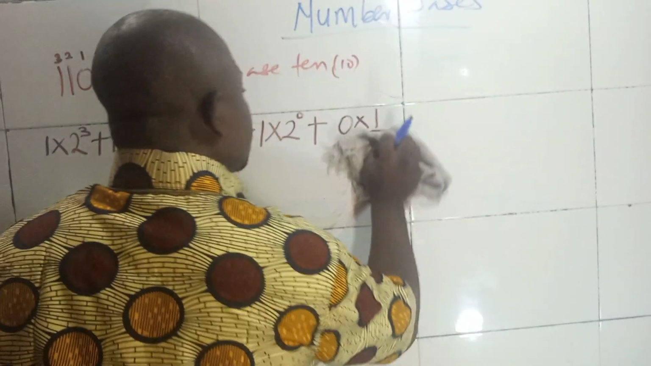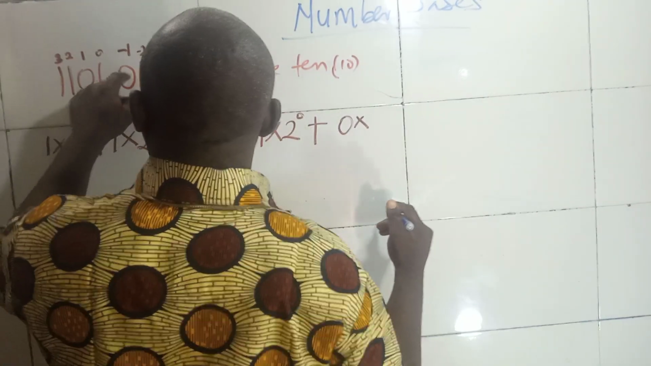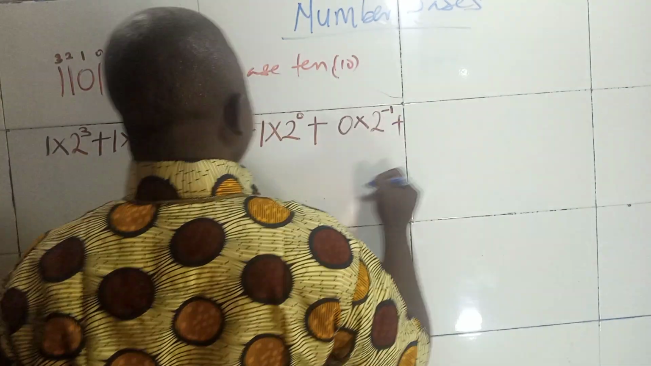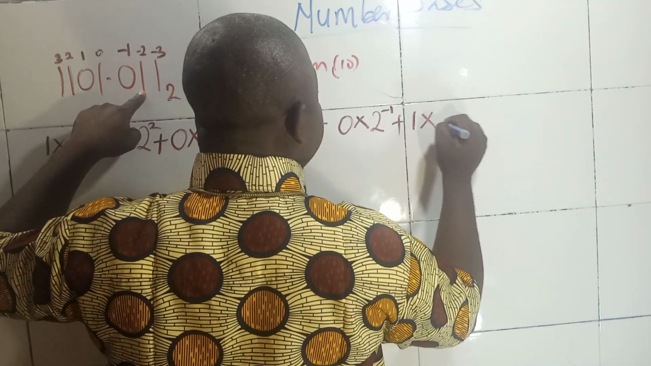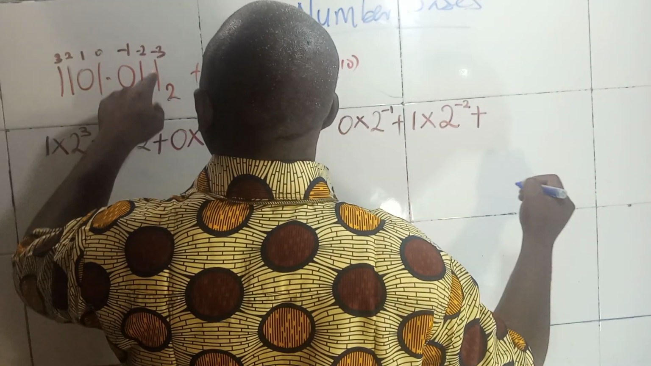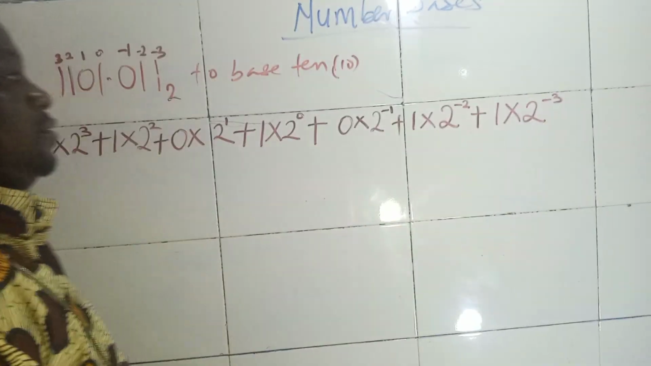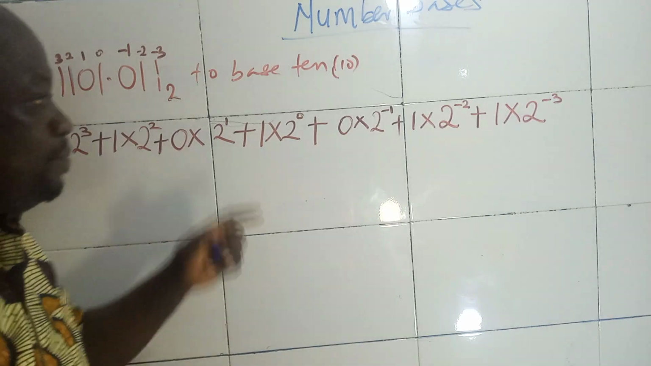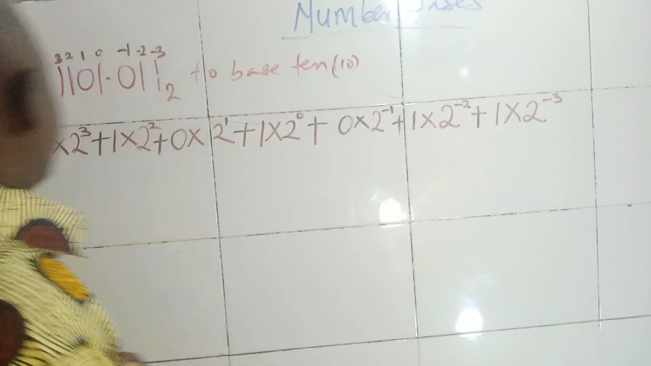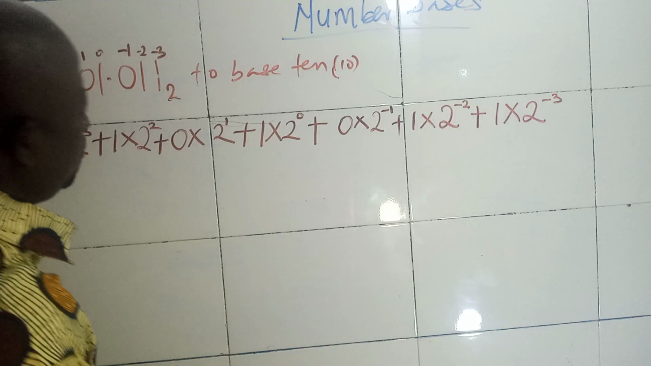Let me just put it, because I've already taught this. If you are finding it confusing, go and watch my videos. This is 0 times 2 raised to the power -1, plus 1 times 2 raised to the power -2, plus 1 times 2 raised to the power -3. If you are finding it confusing, please go and watch my video on the laws of indices.